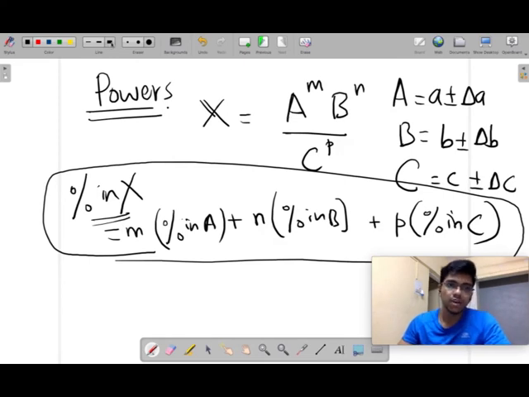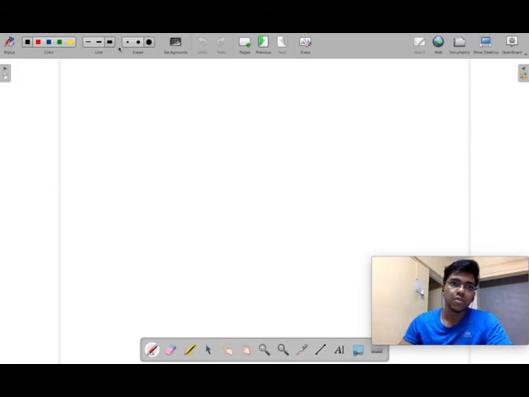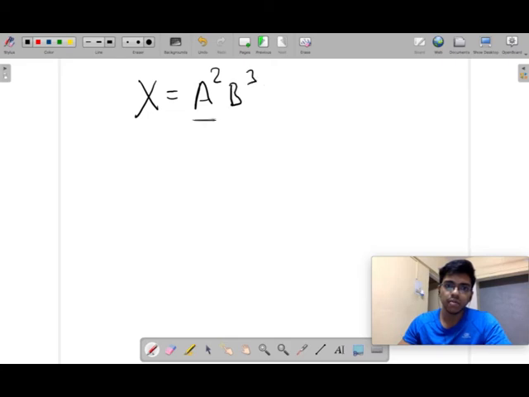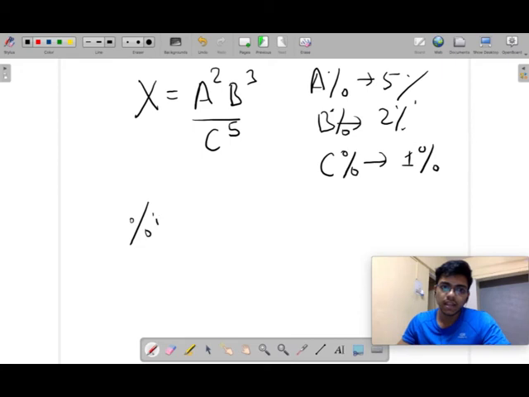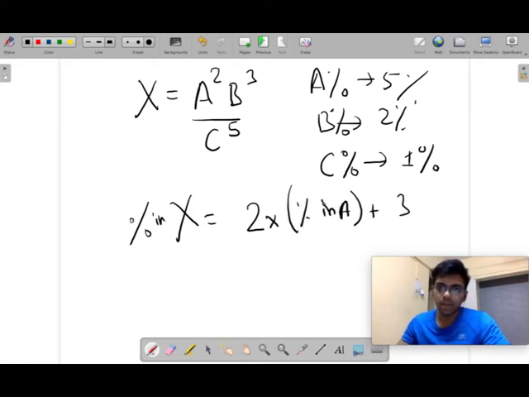Okay, let's do a quick problem. Say a quantity x is defined as a square b cube by c raised to 5, and quantity a has a percentage error of say 5%, quantity b has a percentage error of say 2%, and c has a percentage error of say 1%. So what would be the percentage error in x? What I would do is 2 times percentage error in a, the same formula, 3 times percentage error in b plus 5 times percentage error in c.